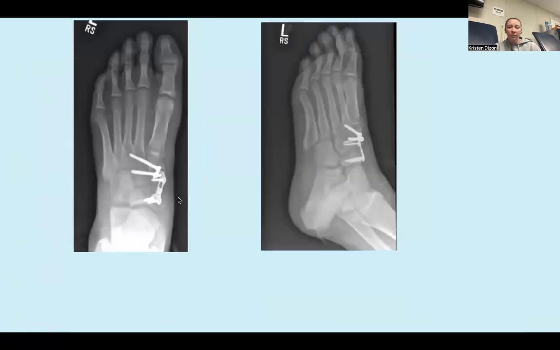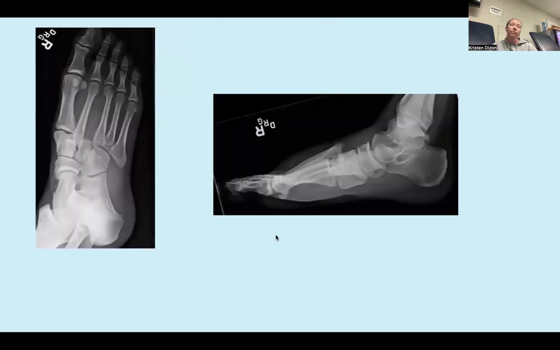Here's how you would fix it. It's a lot of hardware in your foot, and because you have all this hardware, your foot needs to move a certain amount. Because of all this hardware being there, you can't move your foot properly, so you can't leave these in here. But we need these in here to stabilize it. Then you're going to have surgery again to remove it.